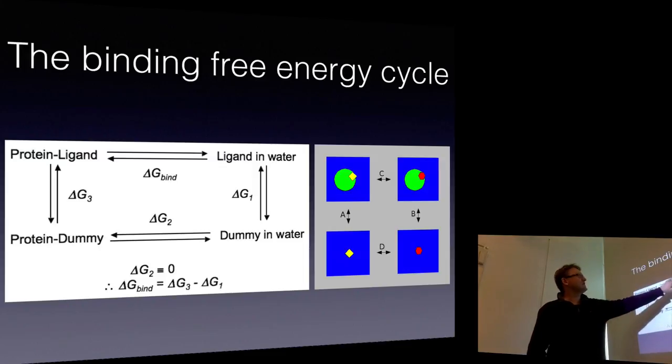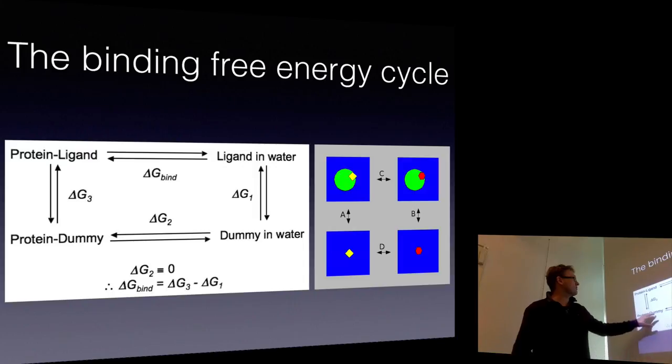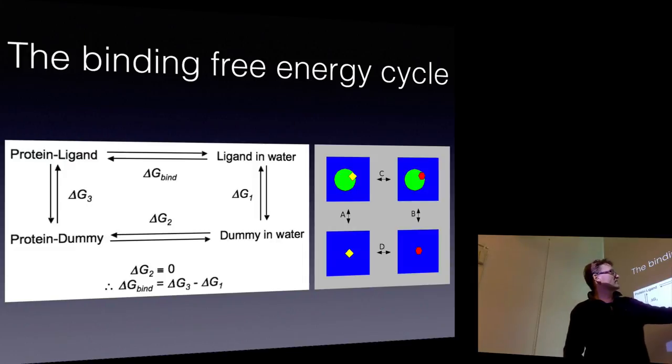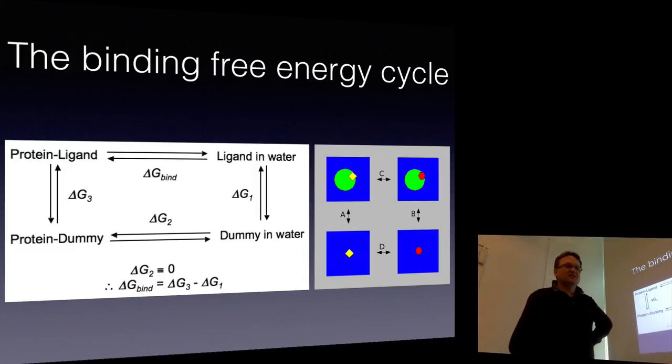So the free energy of binding actually corresponds to the difference of gradually growing the ligand in the binding site, sorry, not the dummy, minus the cost of gradually growing this ligand in water. This looks really complicated. Why do we do it this way? What would be the advantage of doing this rather than pulling?